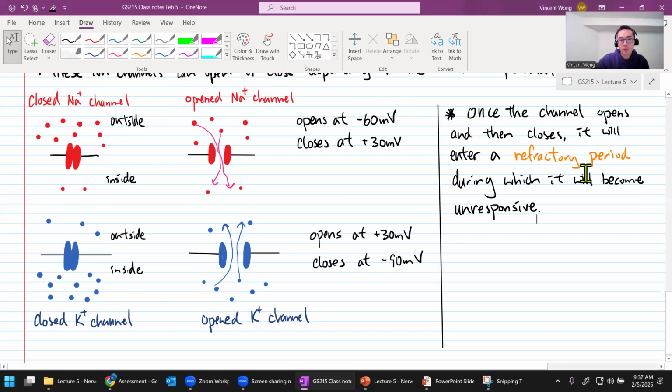Okay, so this is asking about the refractory period again. The refractory period is the window after the channel opens and then closes, and during this time it will not respond. Even if you reach -60 again, it's not going to open. You've got to wait for it to reset itself. So during the resetting, when it's not responding, we call that the refractory period.